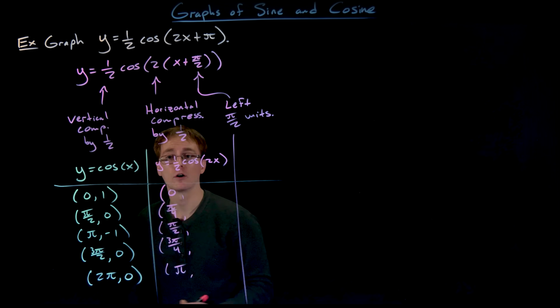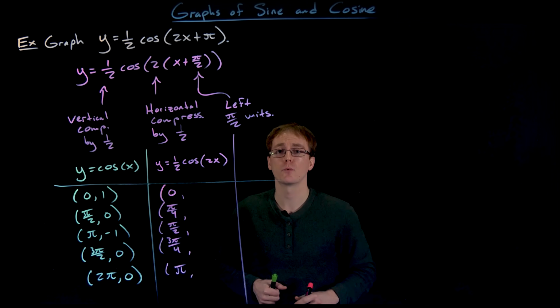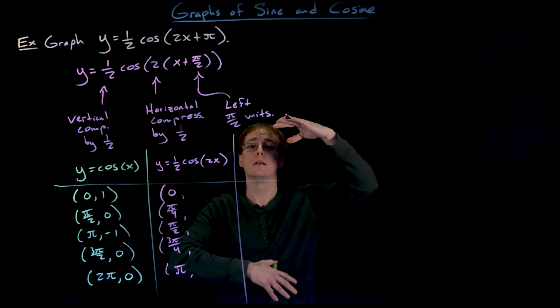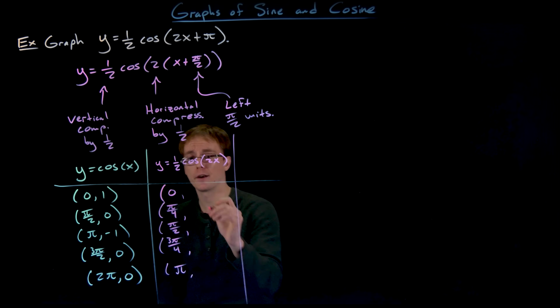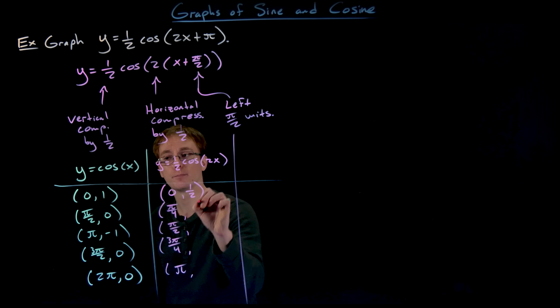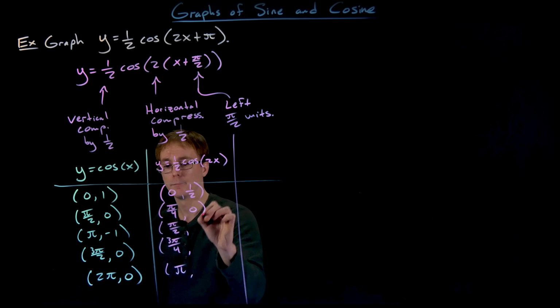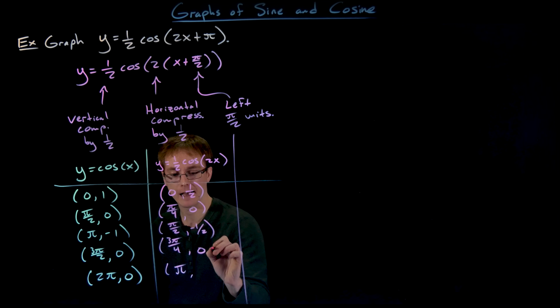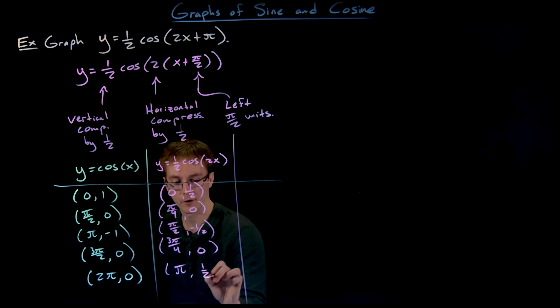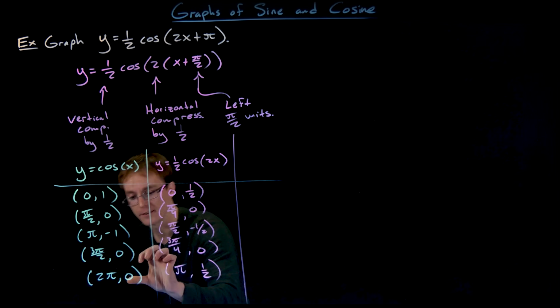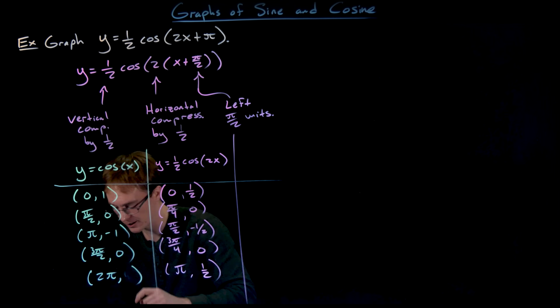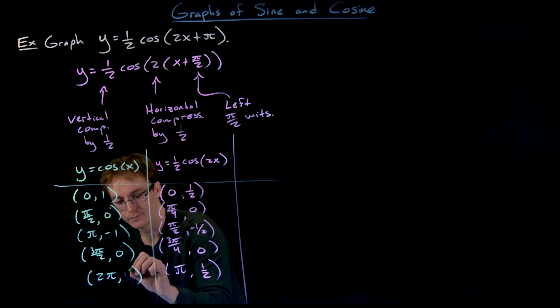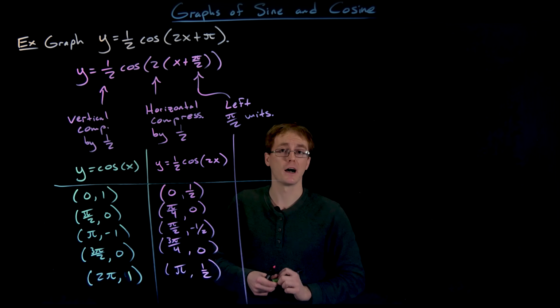That takes care of our horizontal compression by a factor of 1/2. We also have to take into account the vertical compression by a factor of 1/2. And that'll just have us multiplying all of our y values by 1/2. So we get 1/2, 0, negative 1/2, 0, and 1/2. Looks like I caught a little typo or mistake over here. That first point should have been 2 pi, 1.